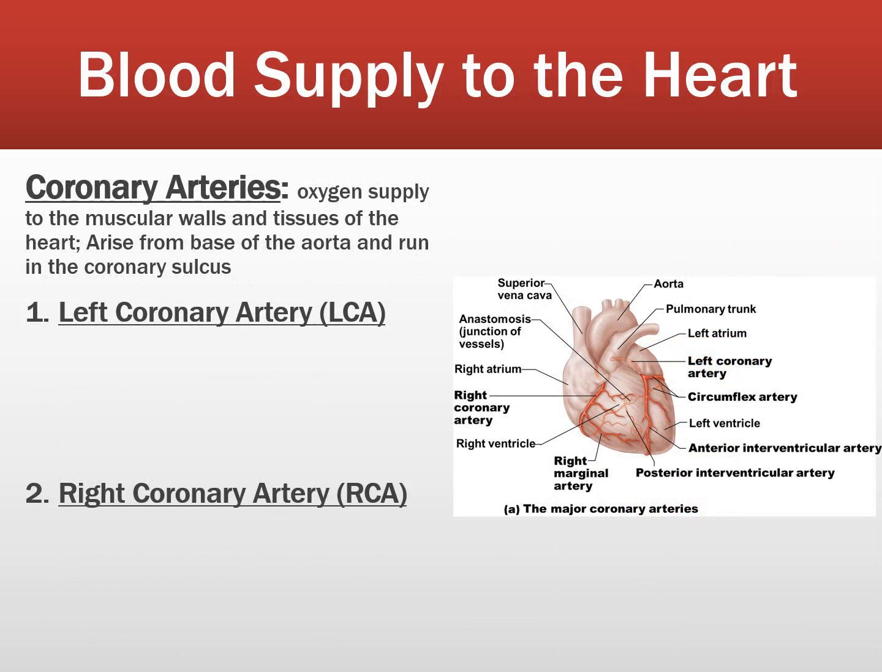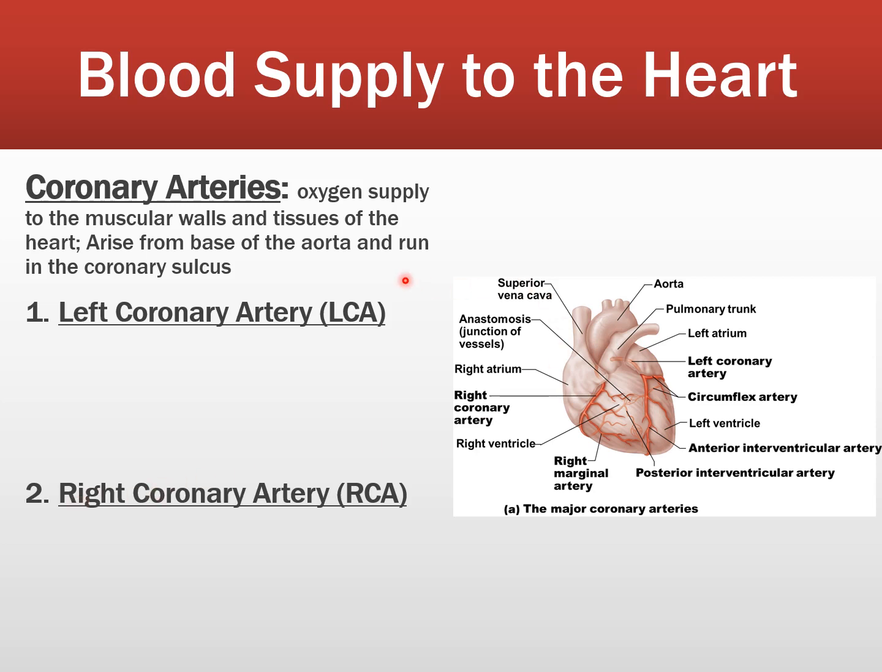So now let's go through the blood supply directly to the heart itself. So it's this big muscle pumping all the time and it needs a lot of oxygen. So the coronary arteries just come right off the base of the heart, the base of the aorta, and just run straight to the heart muscle itself.